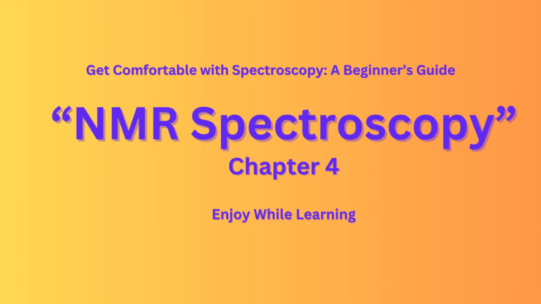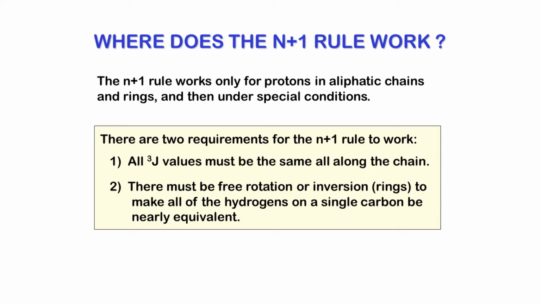Today, we'll be diving into Chapter 4 on NMR. Let's begin by exploring the concept of unequal coupling tree diagrams, where we will explore splitting diagrams and tree diagrams in detail. The N+1 rule is applicable only for protons in aliphatic chains and rings under specific conditions.